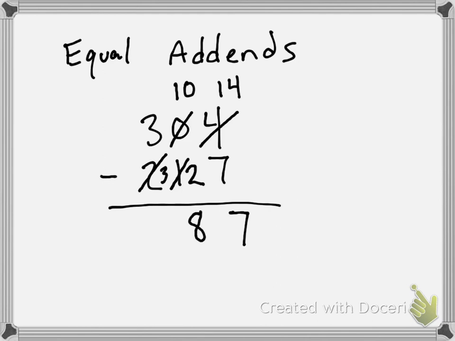Okay, and now coming over here to the hundreds place, to our third column on the left, we have 3 minus 3, and we can do that. That's a 0, so we don't need to put anything down below, and now that gives us 87. So 304 minus 217 is 87. We did that using the equal addends method.